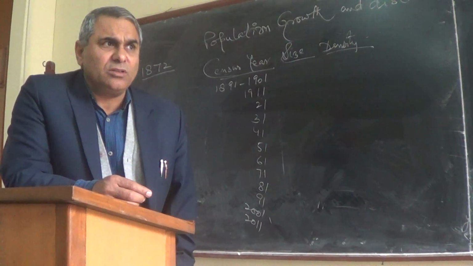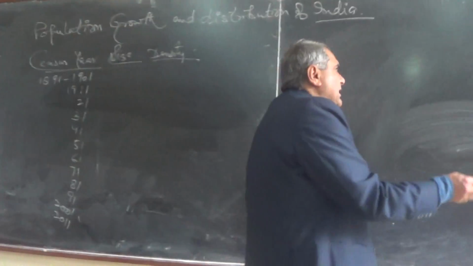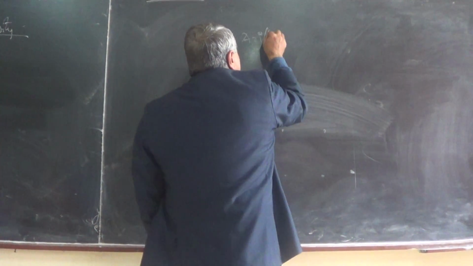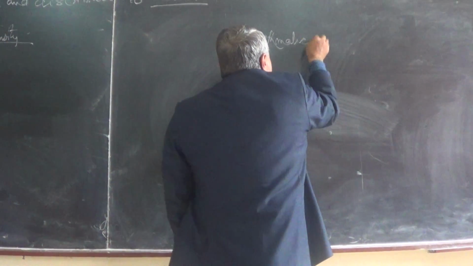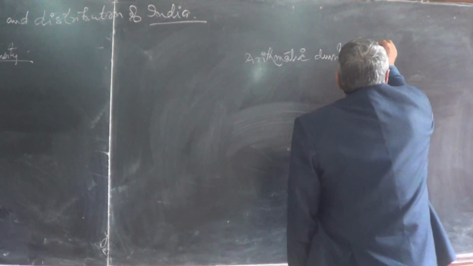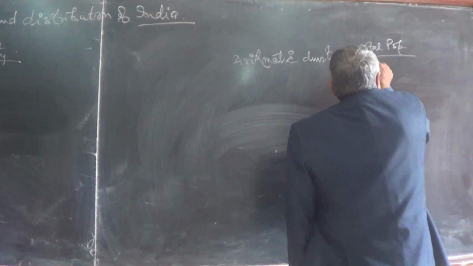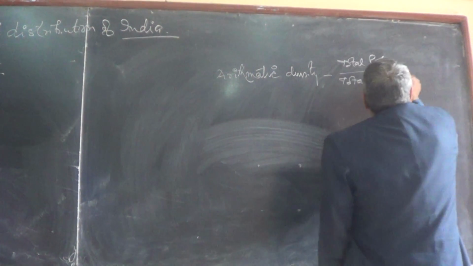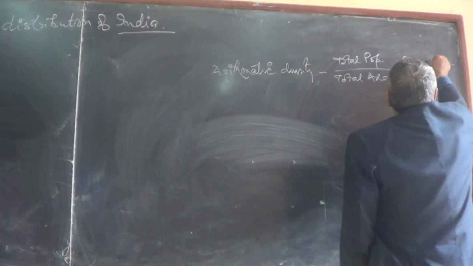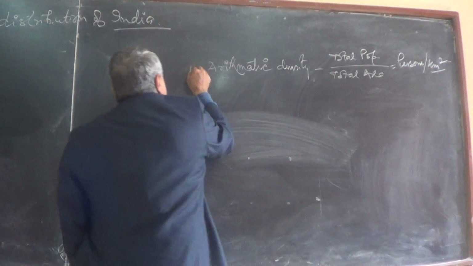I gave it to you or not? While calculating the density, you should know the types of density. Density is basically, you can say, arithmetic density. Arithmetic density means total population divided by total area. So population is calculated as persons per kilometer square. This is one type of density.